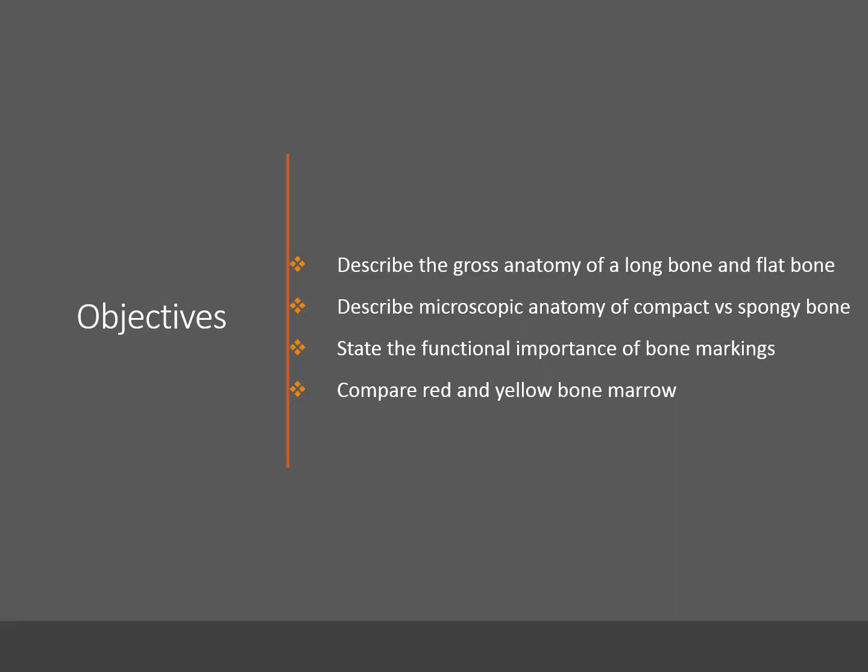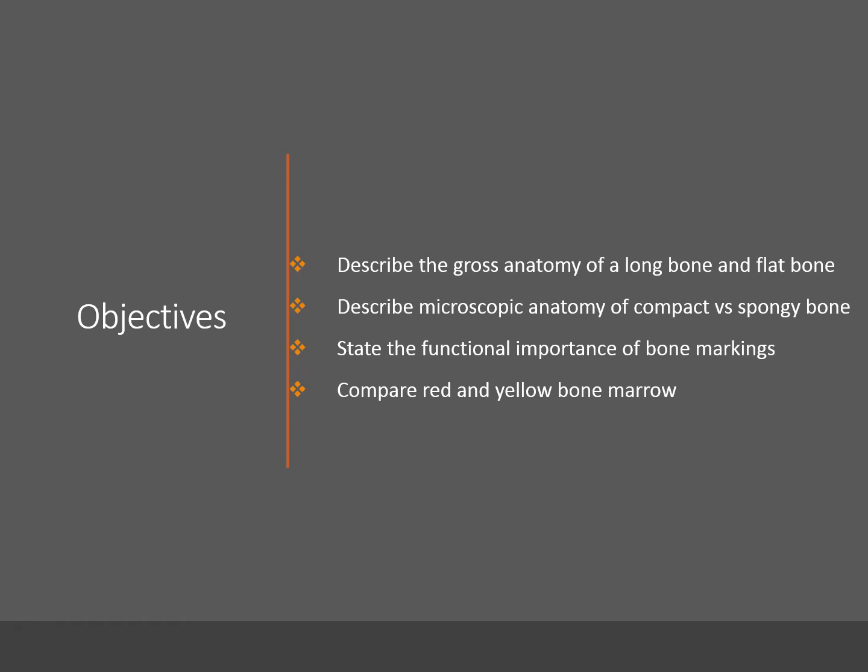The objectives of this video are to describe the gross anatomy of a long bone and a flat bone, to describe the histology or the microscopic anatomy of compact versus spongy bone, to state the functional importance of bone markings, and to compare the red and yellow bone marrow.